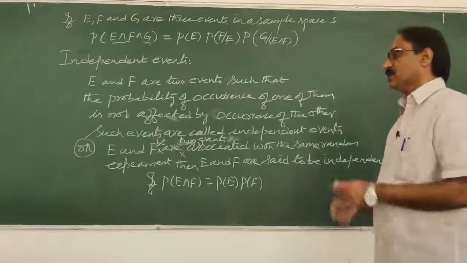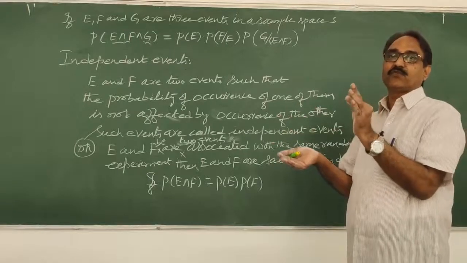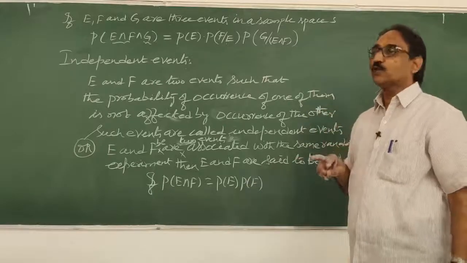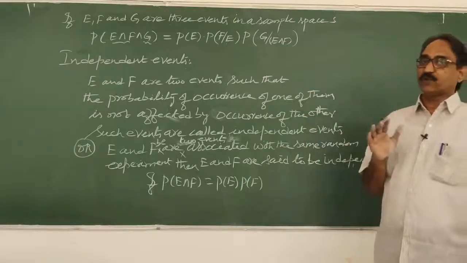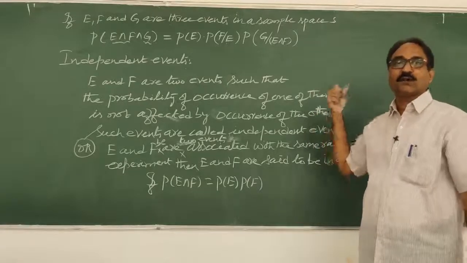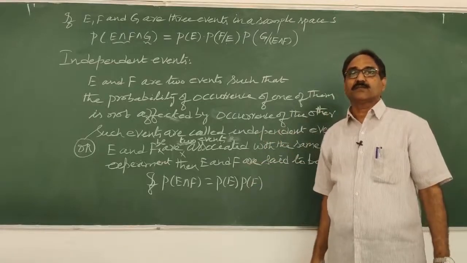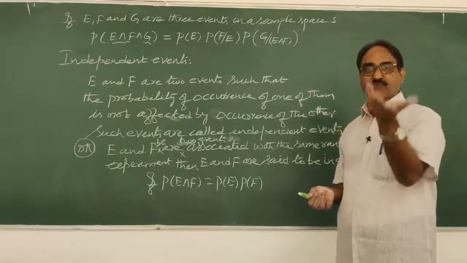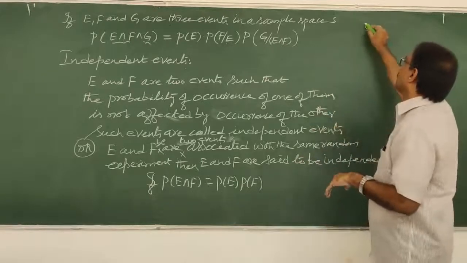What does it mean? I'll tell you. There is a box. In that box, 5 red balls and 4 black balls are there, for example. And I want to take 2 balls successively, one after the other. First, I put my hand in and took one ball out and noted it is a red ball. What is the chance of getting a red ball? 5 by 9, because the total balls are 9 and 5 are red.